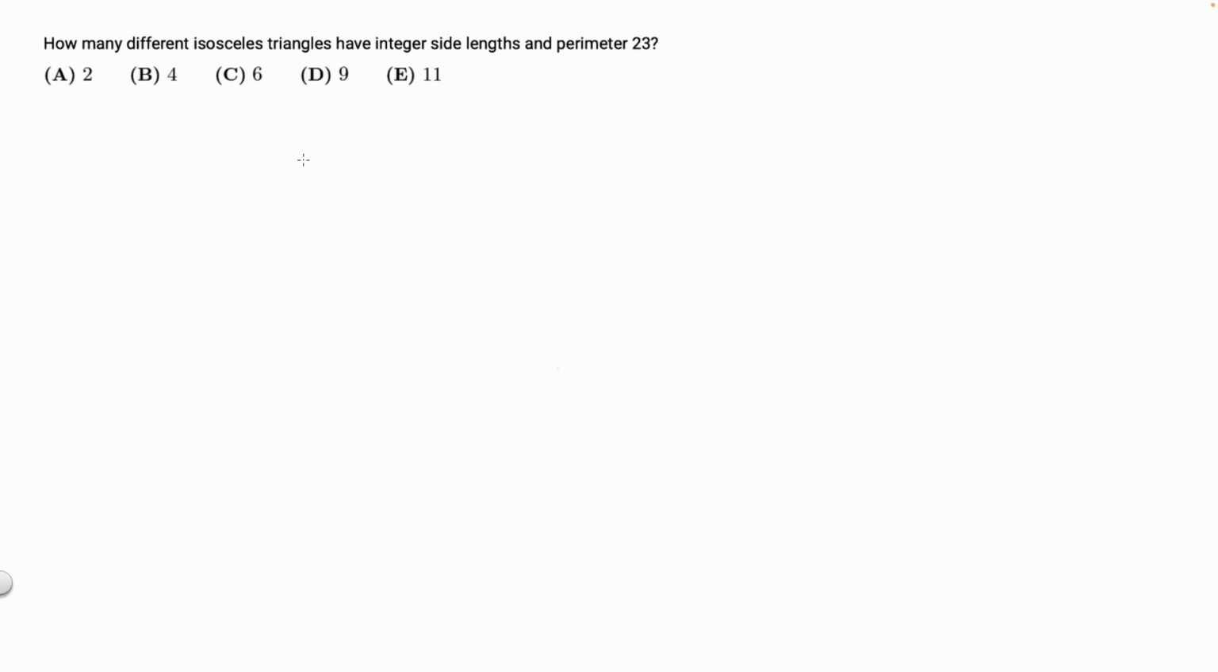How many different isosceles triangles have integer side lengths and perimeter 23? To first start this problem, we'll talk about an isosceles triangle. We know that an isosceles triangle has two sides that are the same length, in this case we'll call it A, and one side length that is different, which is B.